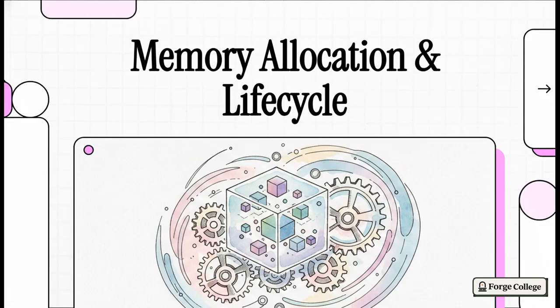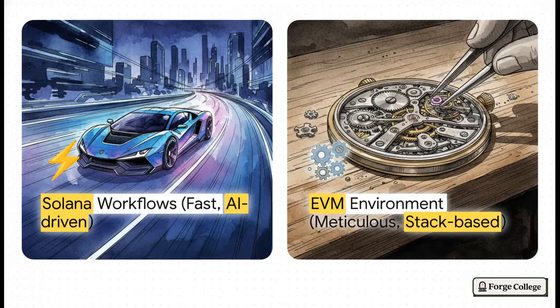EVM deep dive series. Today, we're unpacking something that's foundational, maybe a little intimidating at first, but honestly, utterly fascinating. We're talking about memory allocation and lifecycle. Now, if you're joining us from our previous explainer on integrating AI tools into Solana workflows, well, brace yourselves for a bit of a culture shock, right? We're pivoting away from those lightning-fast AI-driven highways of Solana, and we are stepping straight into the incredibly meticulous byte-counting workbench of Ethereum execution. Because in the EVM environment, literally every single byte matters. And more importantly, every single byte costs gas.